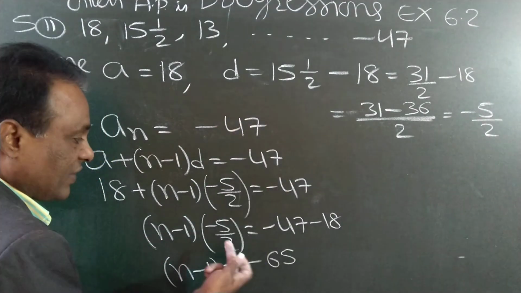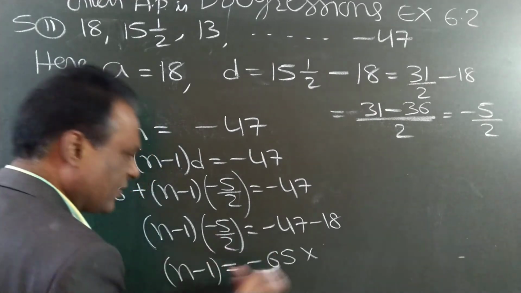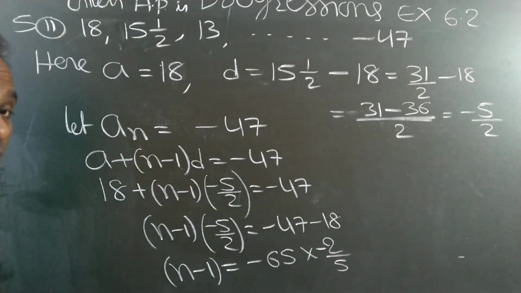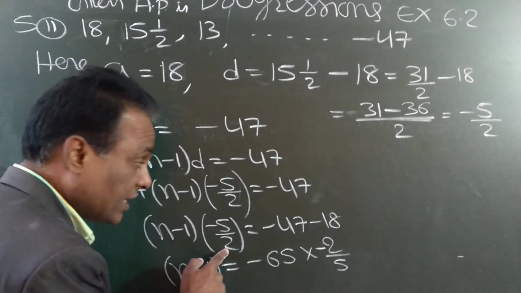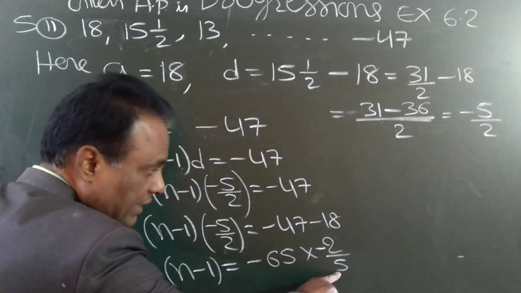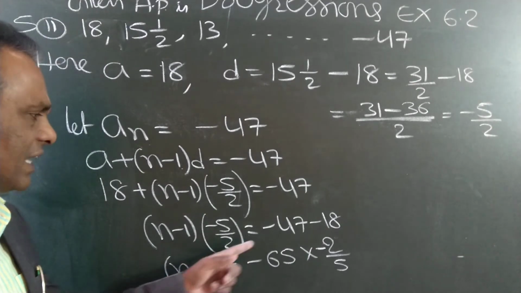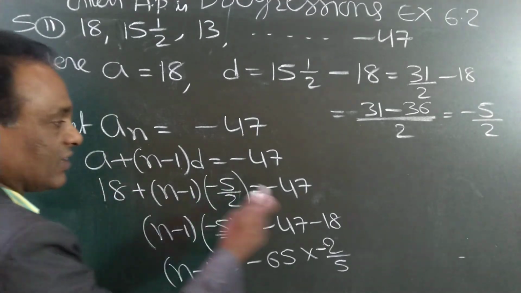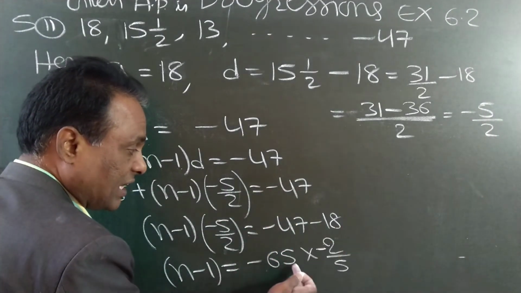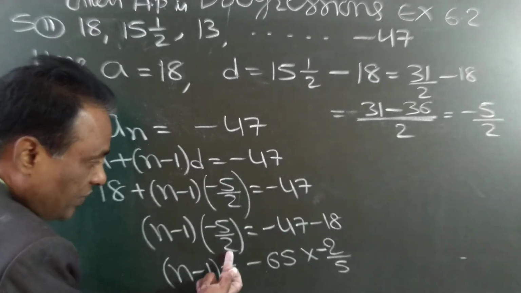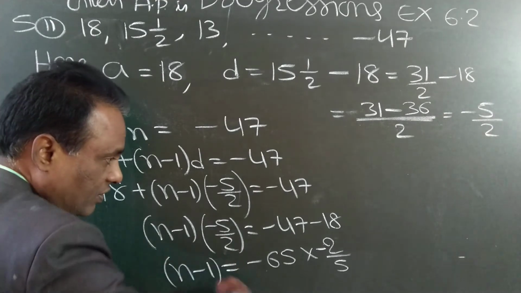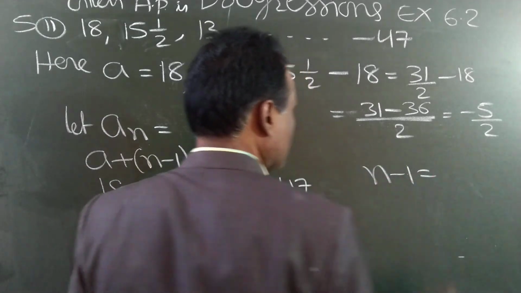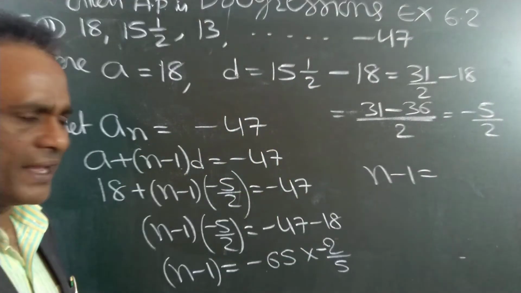This 5 by 2 taken to the right side, it will go to the denominator, it will reverse. It will become 2 by 5 with the same minus. If you take 2 to the right side, it is in the denominator, it will go into the numerator. Numerator will go into the denominator. The minus is not for both; anyone, you can write minus. Generally, we write in the numerator. See, minus 18 is taken to the right side: minus 47 minus 18 is minus 65. To that side, it will go up. If it is division, it will become multiplication. It is in multiplication means it will go down. Minus into minus is plus, so there is no minus.